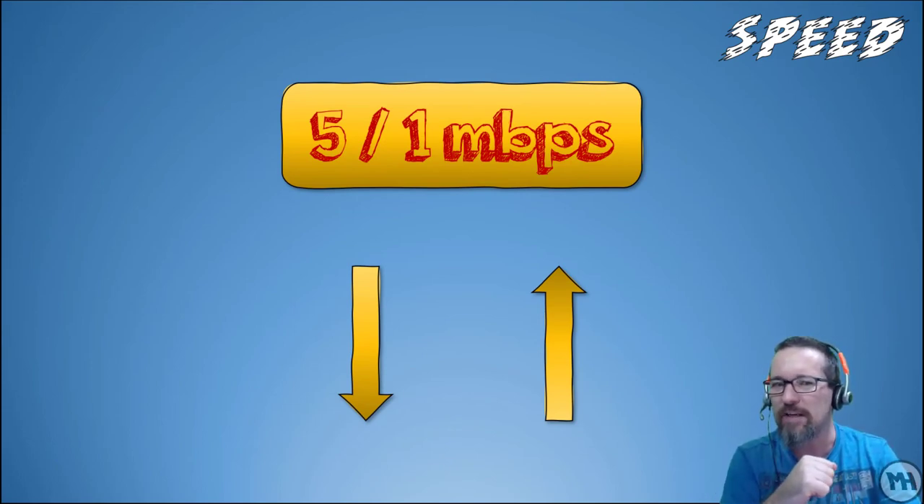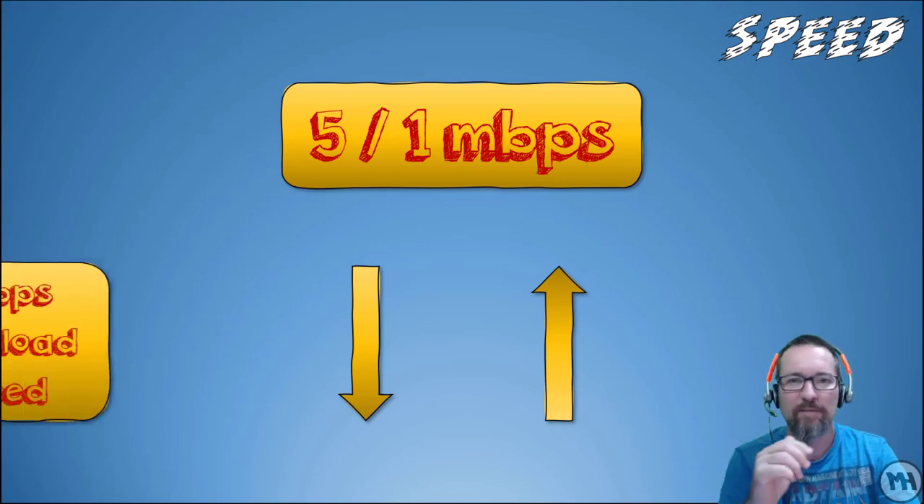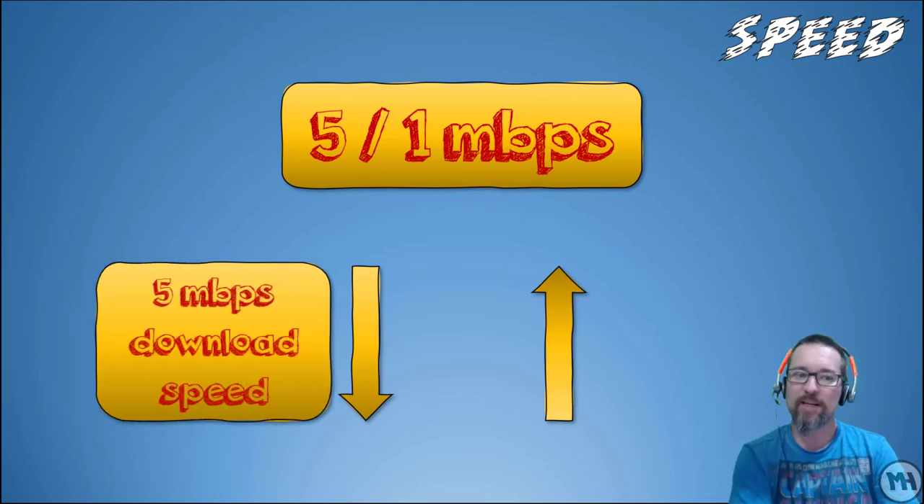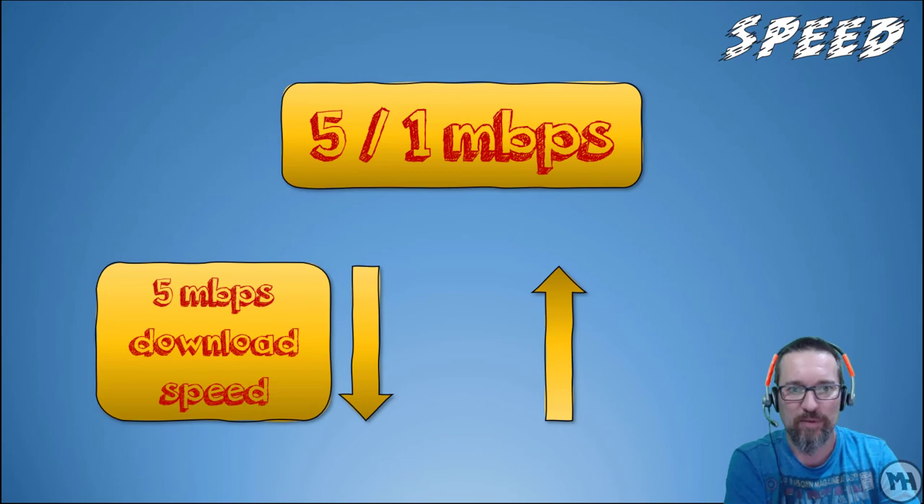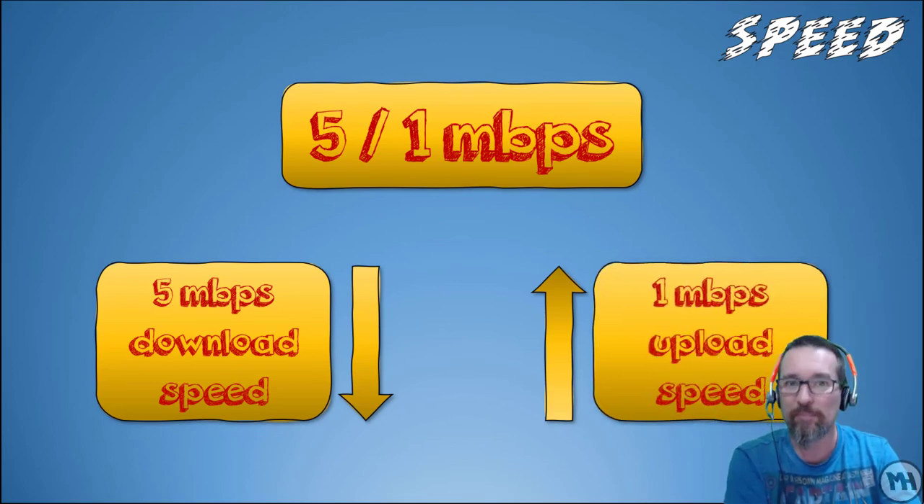Now, let's say you have an ISP and they have said, well, we'll give you 5/1 Mbps. What does that actually mean? What is the 5 and what is the 1? The first number and the last number. The first number refers to your download speed. Your download speed is 5 megabits per second. So that's like a 5 megabit line. That's actually pretty good. The 1 is your upload speed, and that is 1 megabit per second.